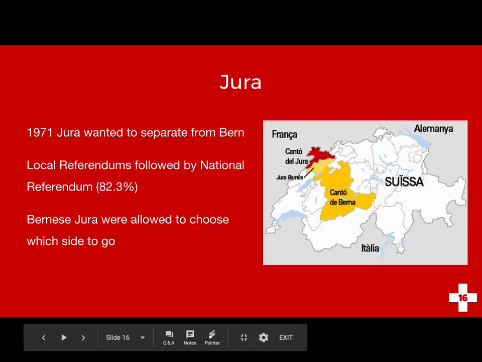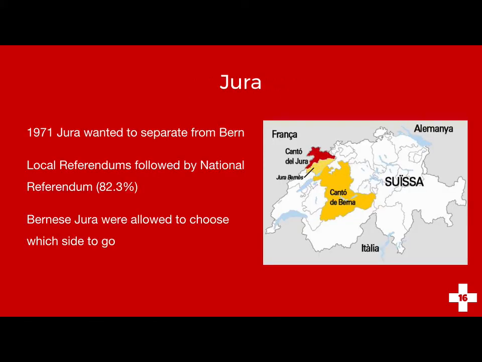And I think this is a good time to bring up this story of Jura, which I may have alluded to a few times. So basically, up till 1971, this was one of the main cantons of Bern. It's one of the larger ones. And you had this area in the north called Jura, which is mostly French speaking, while the rest of Bern is German speaking.